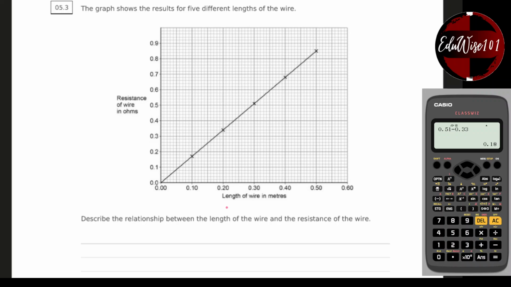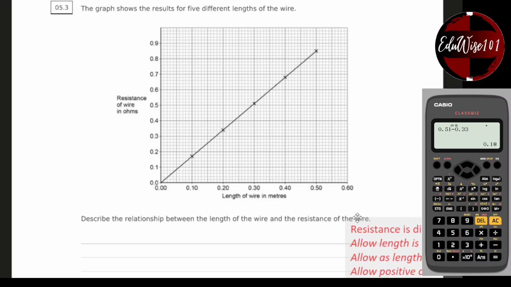The graph shows the results of 5 different lengths of the wire. Describe the relationship between the length of wire and the resistance of the wire. Now, as you can see, as the length increases, the resistance also increases. It's linear because it's a straight line. It's positive correlation, and it's directly proportional. Reason being, when I increase the length from 0.1 to 0.2, the resistance is actually doubling. So it's going from 0.8 to 1.8 to 3.2 to 3.4 here.